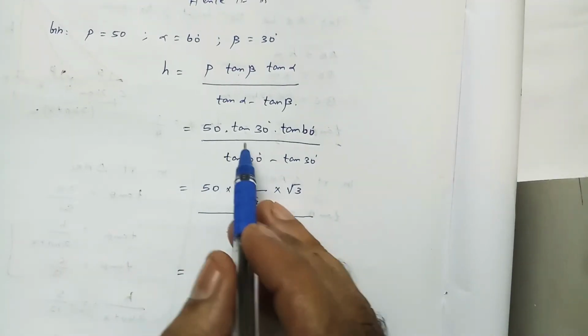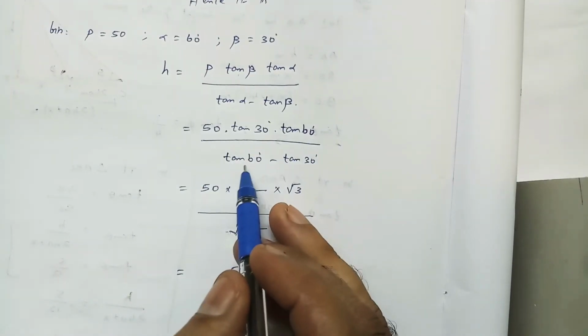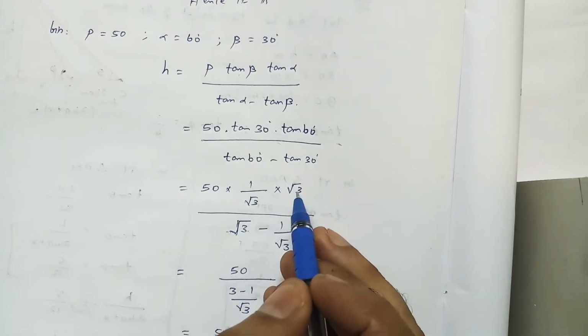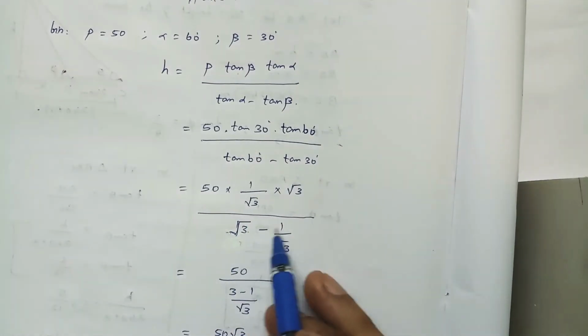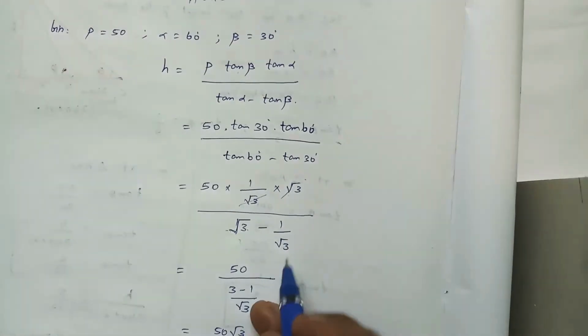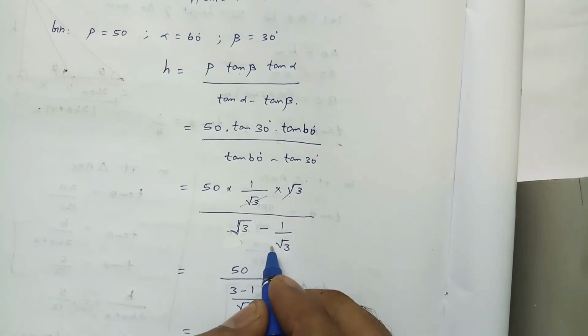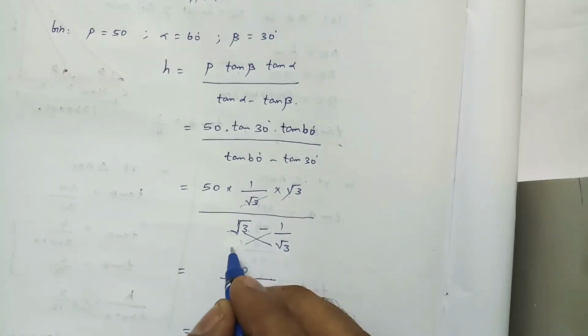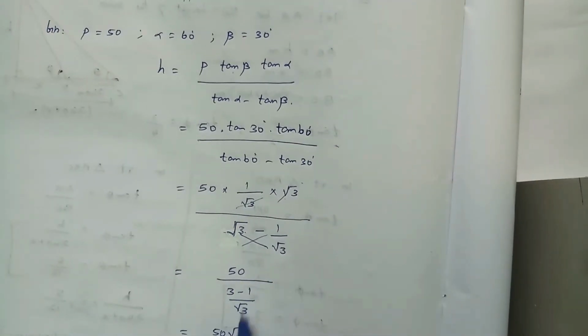So it is equal to 50 into tan 30 into tan 60 divided by tan 60 minus tan 30. So 50 into, what is the value of tan 30? 1 by root 3 into root 3 divided by root 3 minus 1 by root 3, right? Root 3 will get cancelled. So 50 into 1, 50. Just see that in the denominator it is in the form of fraction. So root 3 into root 3, 3 minus 1, right? Divided by root 3. 3 minus 1 is equal to 2, right?